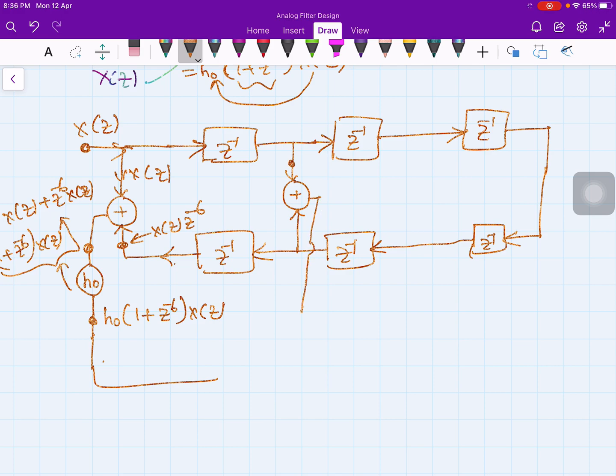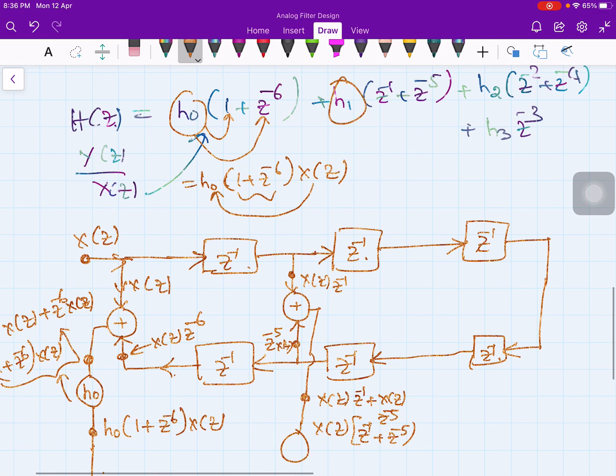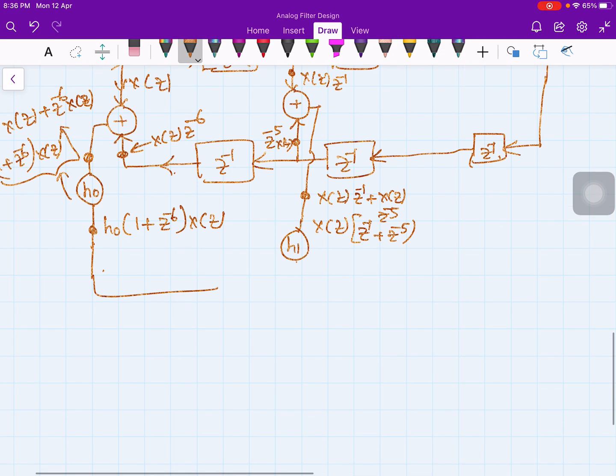So at this point you get x of z multiplied by z inverse, and in this point you will get 1 2 3 4 5 delays, so z to the power minus 5 x of z. So add these two, x of z inverse plus x of z to the minus 5. If you take x of z commonly outside, then x of z multiplied by z inverse plus z to the minus 5, and then what is the multiplier here? H1. So you put H1 here and then give it to the summer like this.